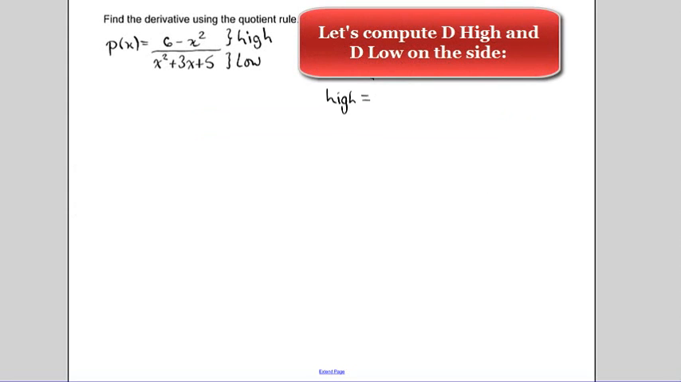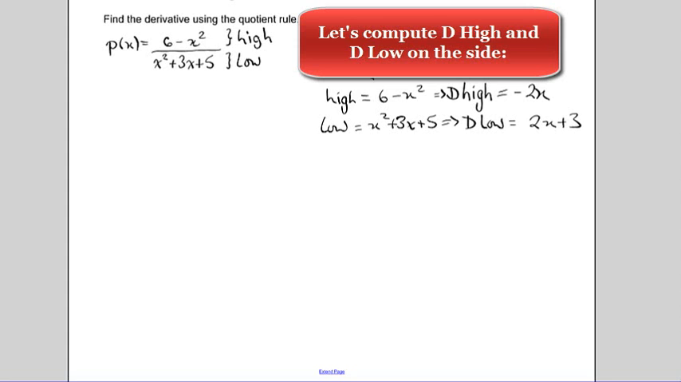So we said high was 6 minus x squared, which means d high, which is derivative of high, is just going to be minus 2x. Low equals x squared plus 3x plus 5. So d low, derivative of the low, is 2x plus 3. So we have everything we need, and now we can just plug it into the formula.